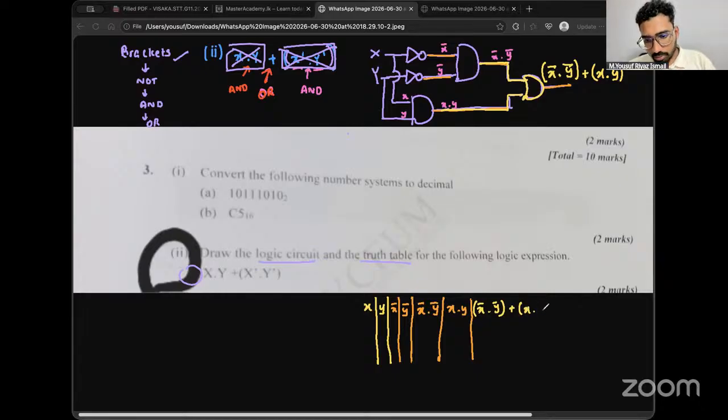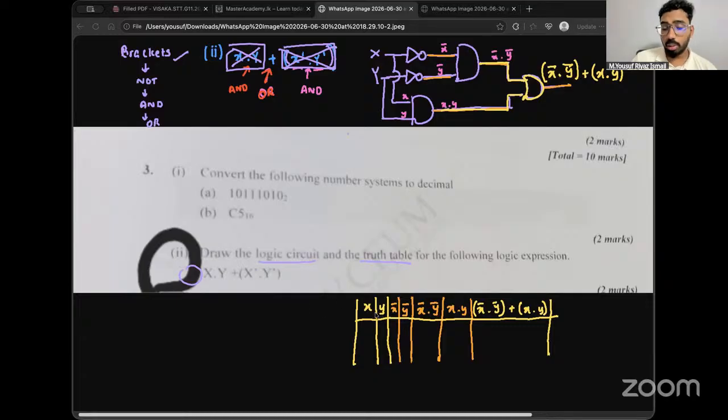X dot y. Now in this truth table, out of all the columns, only the columns I drew in yellow color are actually important. Orange is better to have. Anyways, now how you fill the truth table is you start with the right side corner input.